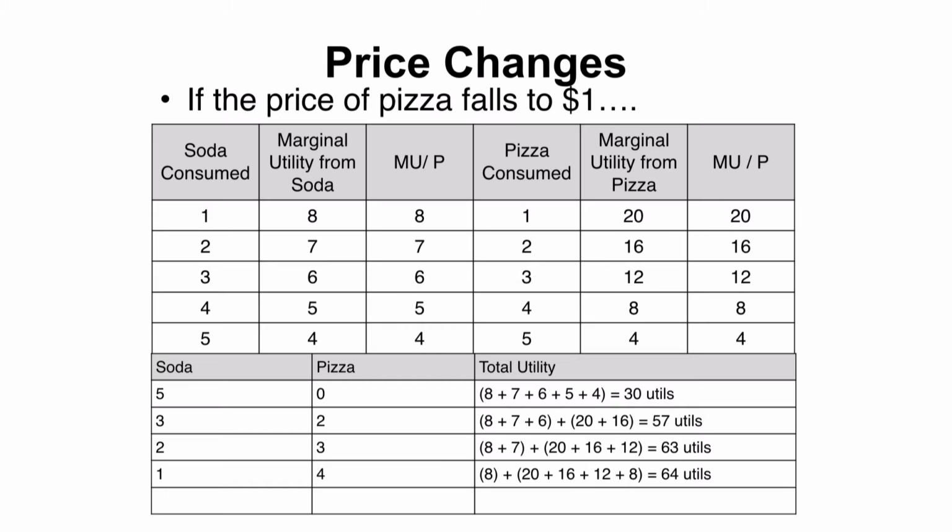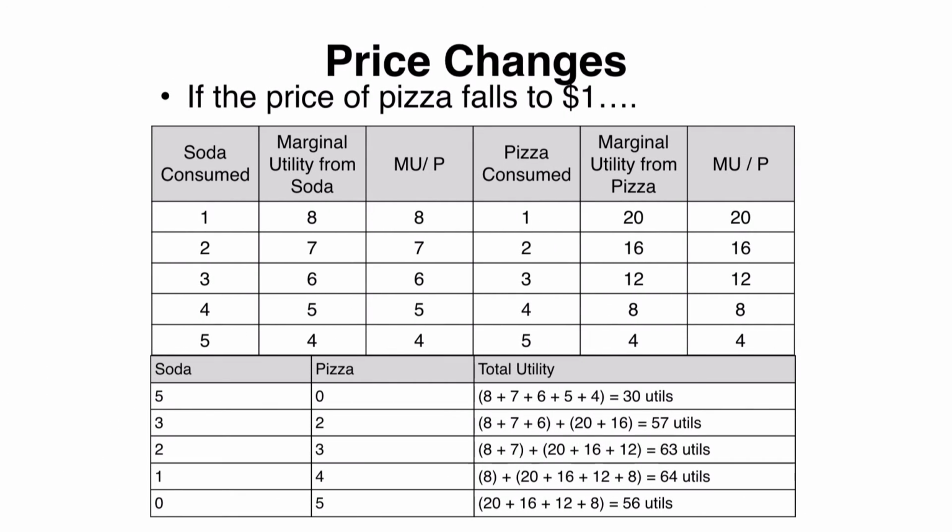If we now consume 1 can of soda and 4 pizzas, then we see our total utility rises to 64 utiles. 1 can of soda gives us an additional 8 units of utility, and 4 slices of pizza gives us total utility of 20 plus 16 plus 12 plus 8, 64 utiles.